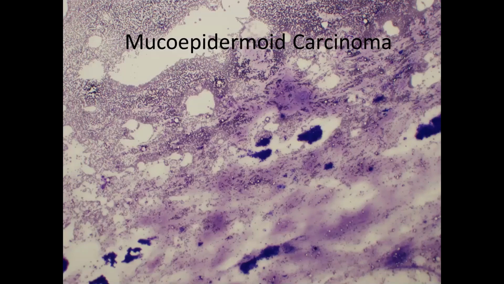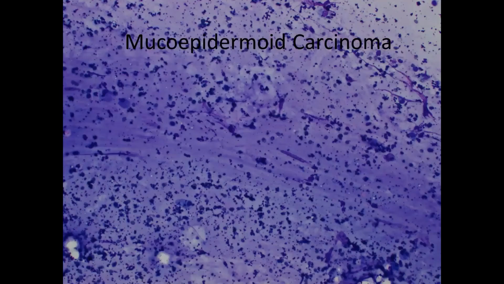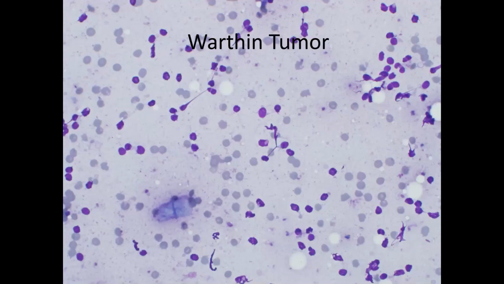So here's a good example of a mucoepidermoid carcinoma. Again, the key thing that catches your attention is this mucinous material in the background. It's kind of magenta, even mucinous material, very different than the granular debris we saw in the background of the Warthin's tumor. So they look different and they have completely different connotations.